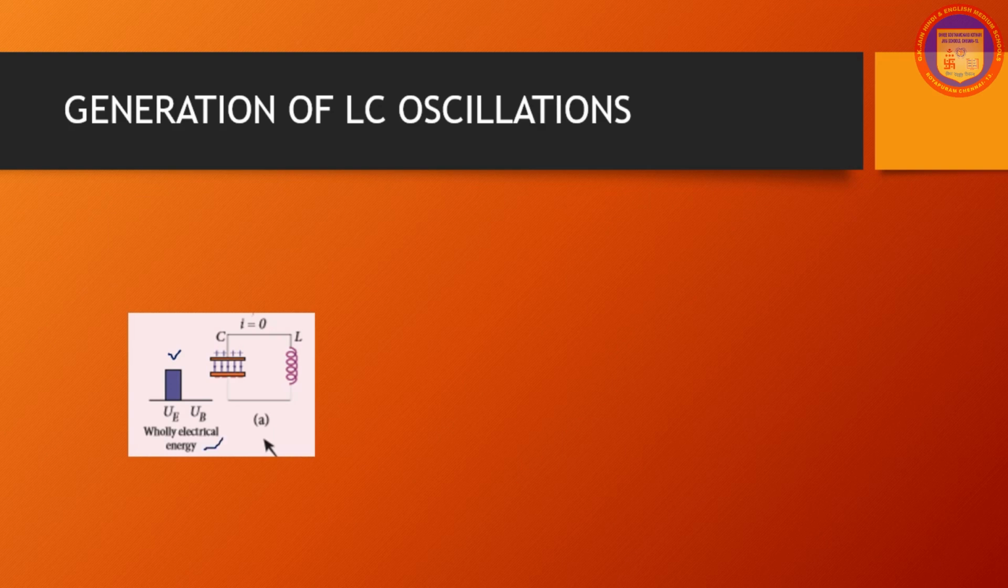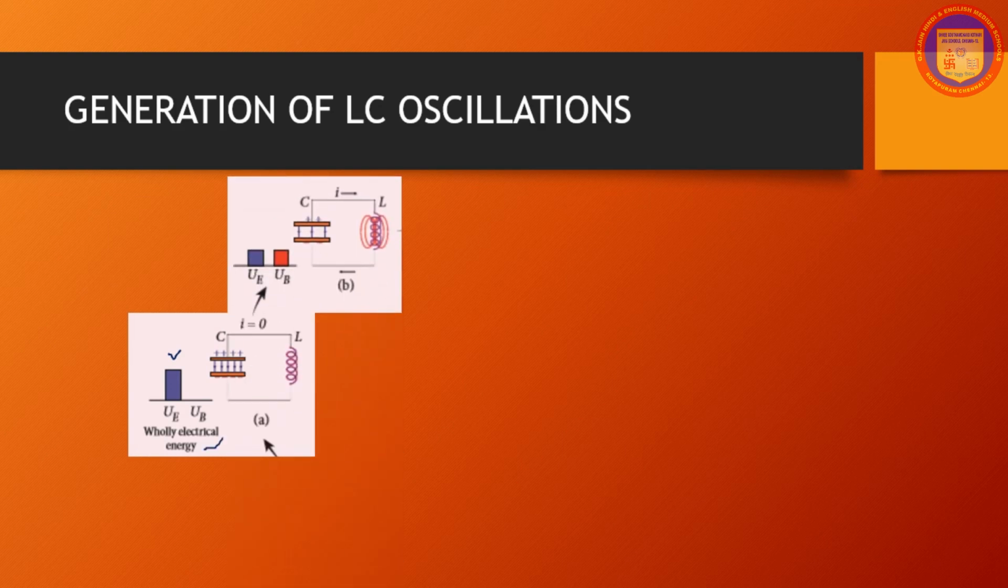The capacitor now begins to discharge through the inductor with a current I in the clockwise direction. The current produces a magnetic field around the inductor, and the energy stored in the inductor is given by UB is equal to L I square divided by 2. As the charge in the capacitor decreases, the energy stored in it also decreases and it is given by UE is equal to Q square by 2C. Thus, there is a transfer of some part of the energy from the capacitor to the inductor. So, the total energy is the sum of the electrical and the magnetic energies.